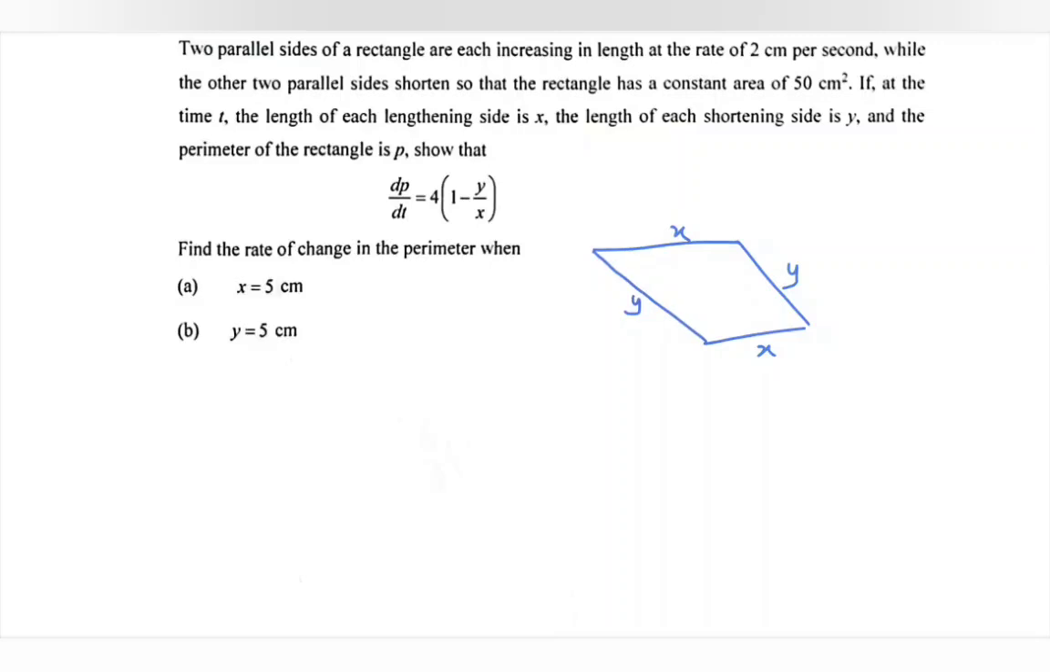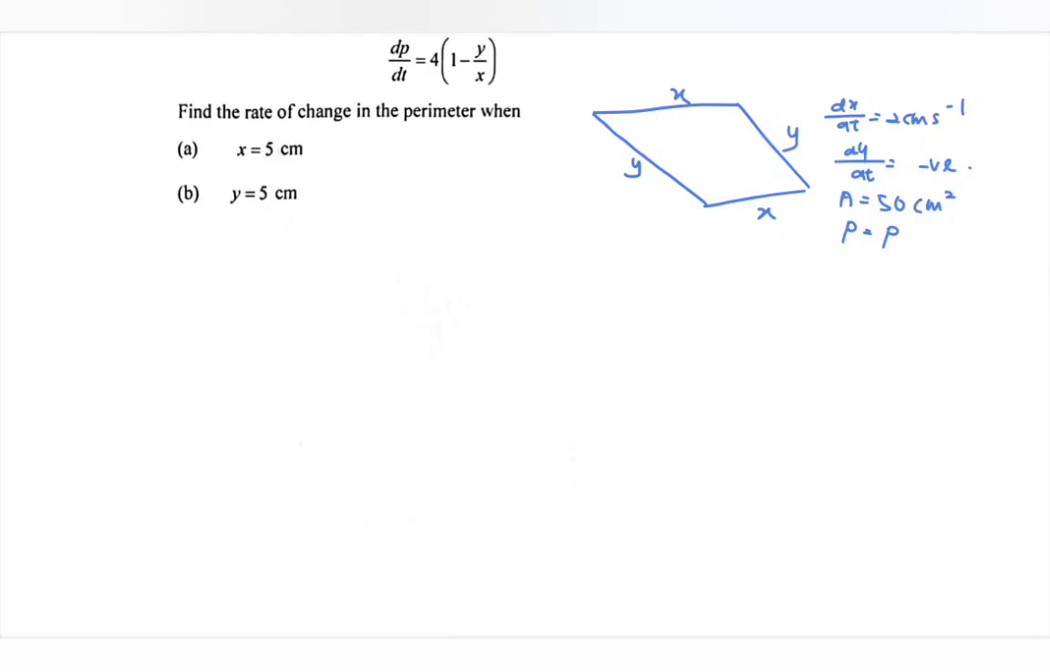So based on the situation, let's say dx/dt is increasing at 2 cm s^-1, so automatically the y will be shortened. Then they say the rectangle must have a constant area, so A is equal to 50 cm squared. If at time t, the length of each lengthening side is x, and the length of each shortening side is y, and the total perimeter of the rectangle is P, the question asks us to show dP/dt equals 4 multiplied by (1 minus y over x).